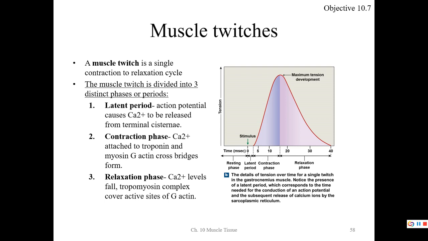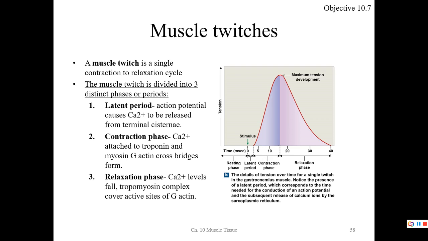Now, muscle twitches have three phases. There's a latent phase, and that's the gap between when a neuron says fire until calcium dumps out of the terminal cisternae. It is a brief period of milliseconds. So a stimulus happens, and there's a gap between when the neuron tells it to work and action is formed, and the calcium dumps out of the terminal cisternae.